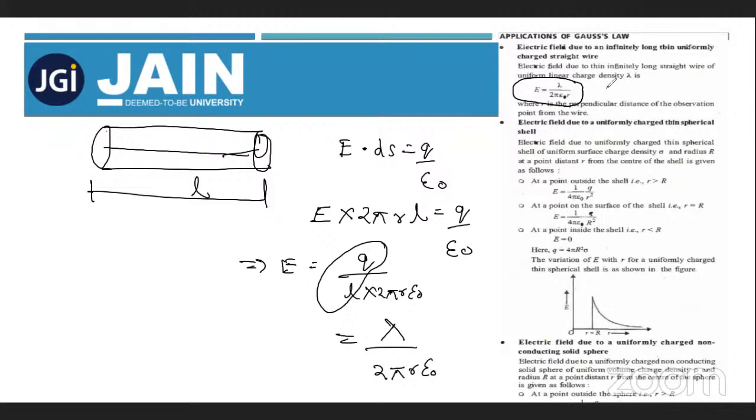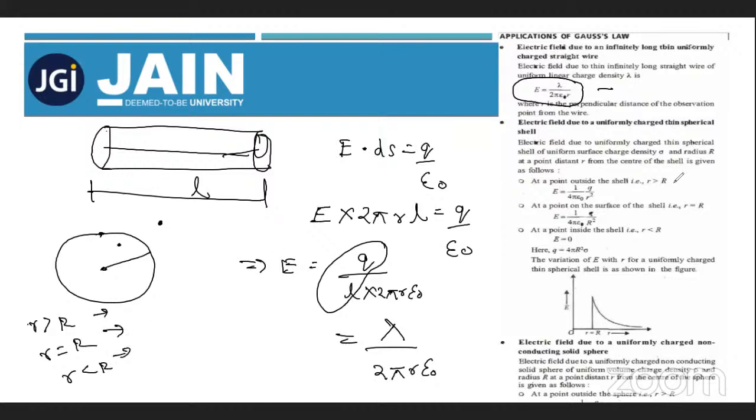This is what they are trying to say. Electric field due to a uniformly charged thin spherical shell. If you have a shell of radius R, you can calculate the electric field at a point outside, on the surface, or somewhere inside. So there are three cases: r is greater than R, r is equal to R, that is on the surface, and r is less than R. For the three conditions, we have the formulas.